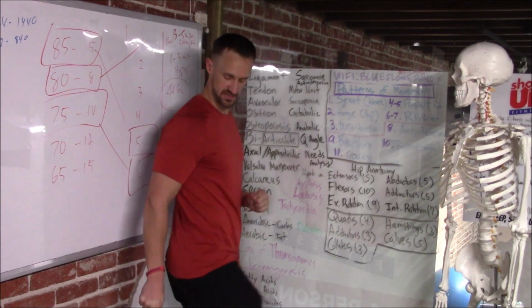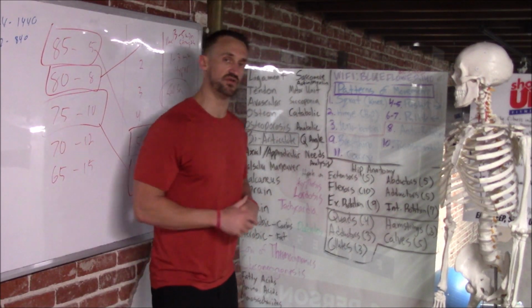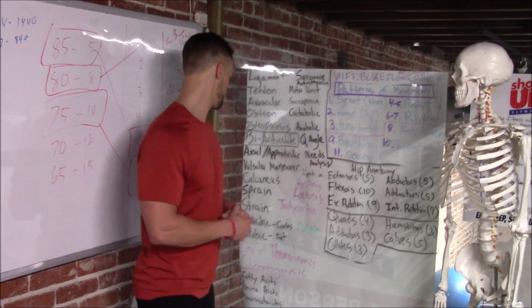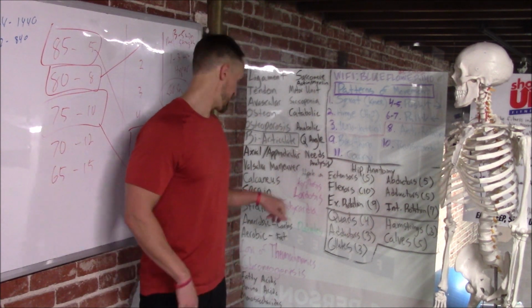Calcaneus, that's where your Achilles tendon goes into. It's the bottom of your tarsal. It's a tarsal bone.